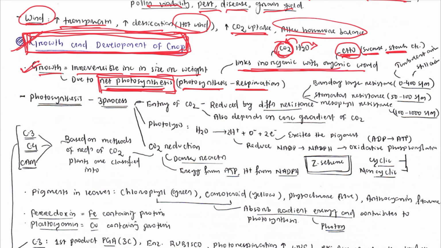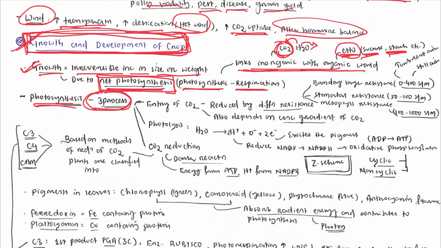So what is the product of photosynthesis? That is glucose. It is translocated in the system in the form of sucrose, and it is stored in the form of starch, right? Now photosynthesis is a three-phase process. It is a three-phase process.